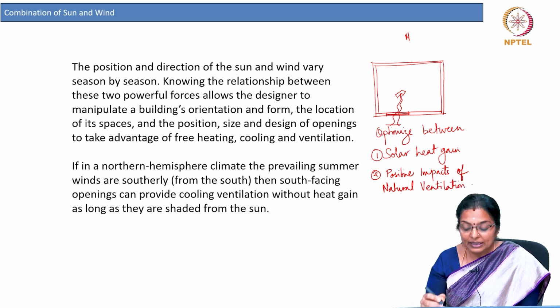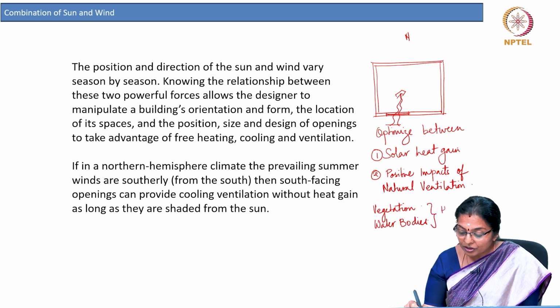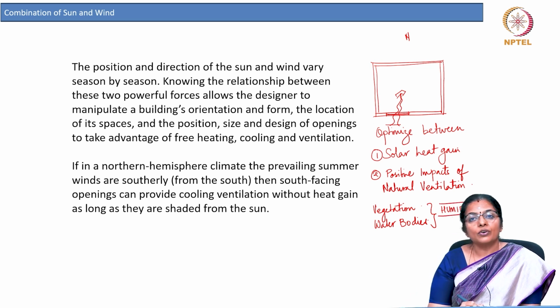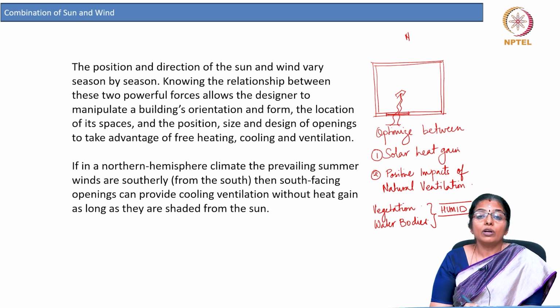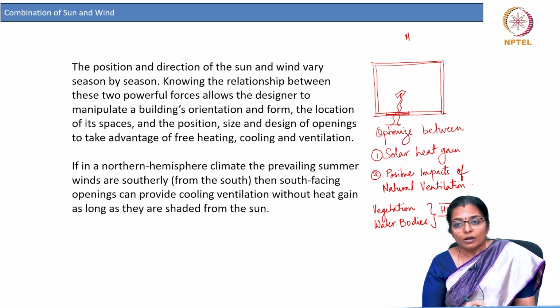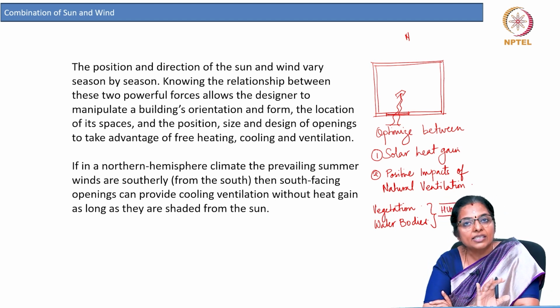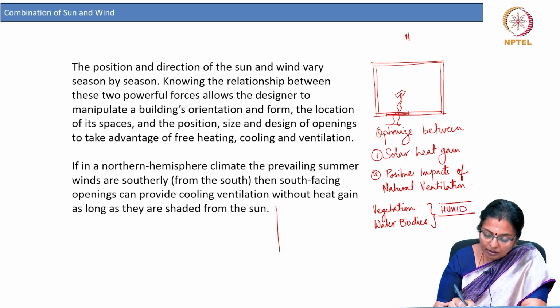One good way of doing this is through vegetation. Sometimes water bodies could also aid, but you have to be careful because already it is a humid climate, and any further addition of humidity will make the indoors extremely uncomfortable. So, what you need to do is optimize and create a balance. It's the same along the western facade also.